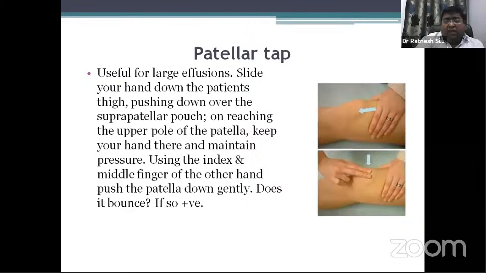Now to check for the effusion, you can do the patellar tap. It is useful for large effusion. Slide your hand down the patient's thigh, push down over the suprapatellar pouch. On reaching the upper pole of patella, keep your hand there and maintain pressure. By this maneuver, you are pushing the fluid downwards. Using the index and middle finger of the other hand, push the patella down gently. Then check whether it bounces. If yes, then the test is positive.